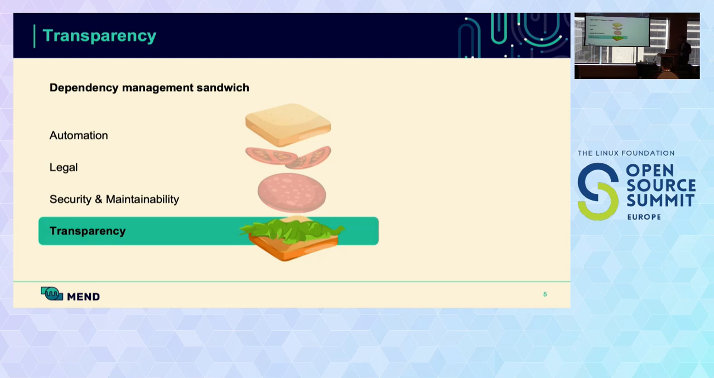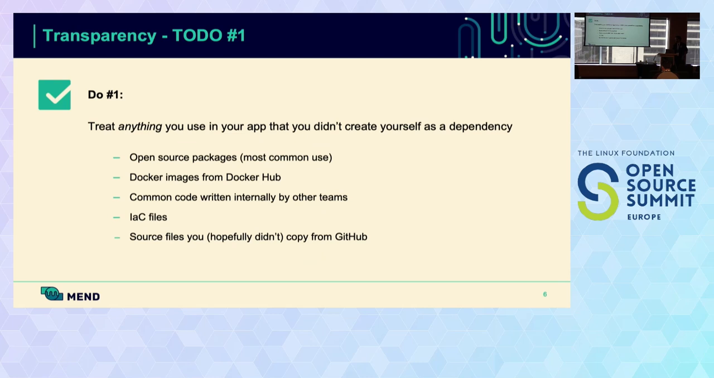And that's going to take us to do number one, which is to treat anything that you use in your app that you didn't create yourself as a dependency. So that, of course, includes open source packages. This is definitely the most common use of the word, but also Docker images from Docker Hub, common code that was written internally by other teams that you're using, so inner source, infrastructure as code files, maybe Kubernetes manifests, and source files that you very hopefully didn't just copy and paste from GitHub into your app. We see some strange things at Mend.